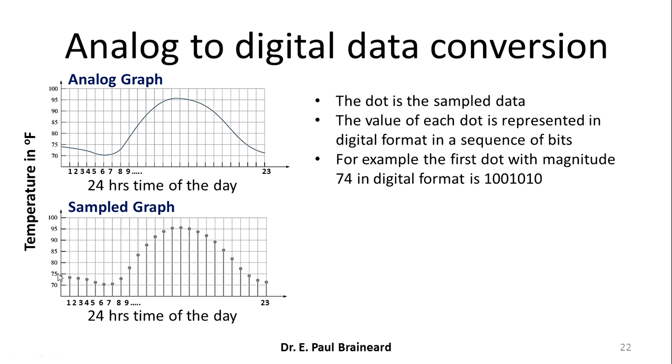Now this sampled data is converted into equivalent digital format. Take for example, I am giving a crude example. Here you have 74 degrees Fahrenheit. Now that 74 is in decimal format. If you convert the decimal number into digital format, it is equal to 10101010. It is like you are having a logic high and logic low in a particular sequence. So this is how we convert analog data into digital data.